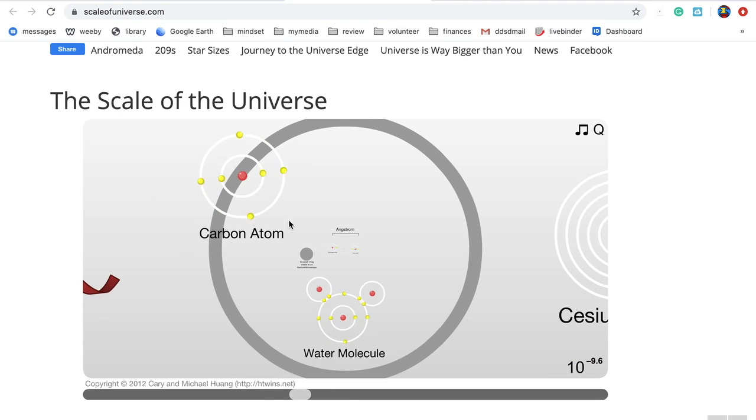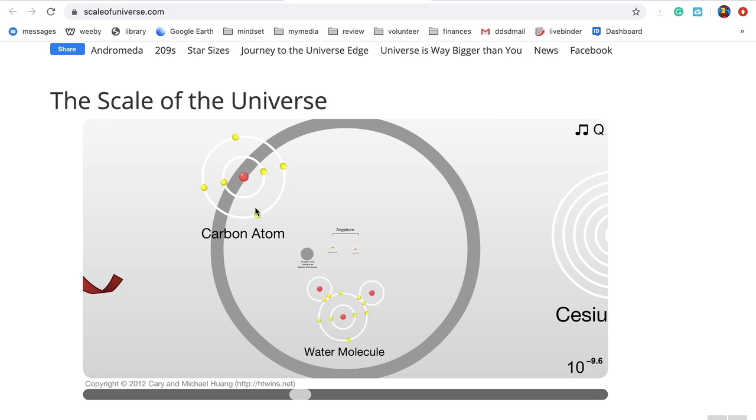Right? There's some atoms. There's a carbon atom, like my graphite is made of. It's pure carbon. There's a water molecule. A molecule is just a group of atoms stuck together. And that's 10 to the negative 9.6, about 10 to the negative 10ths. So it's a lot smaller than what our brain can see. And this is what things look like in, quote, real life.